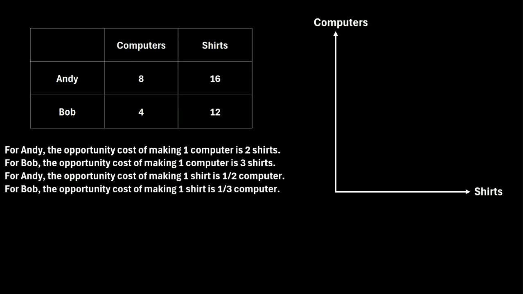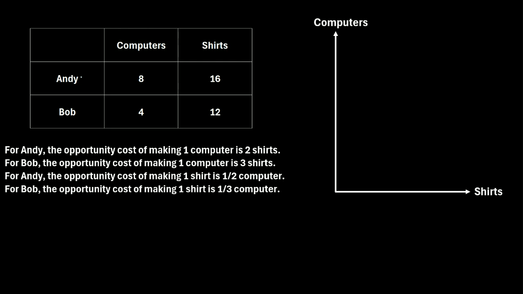In this video, I will explain how to draw a joint production possibility frontier, often abbreviated as a joint PPF. So let's consider the following scenario. Let's say that we have two individuals, Andy and Bob, and they're both capable of producing two goods, computers and shirts. Now the values in this table show different production possibilities.